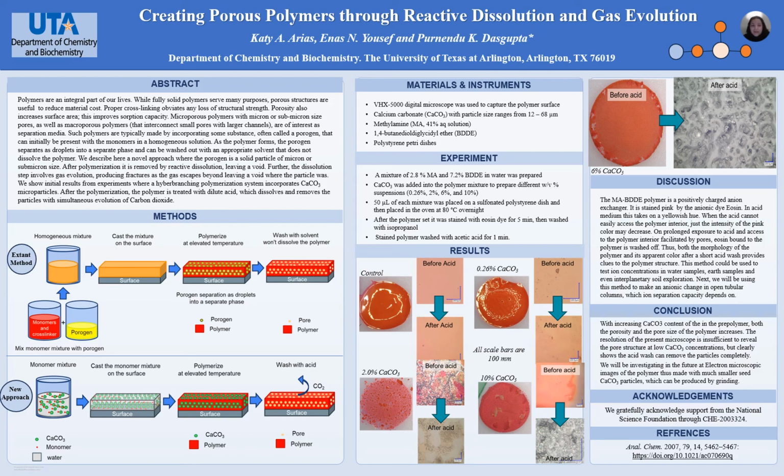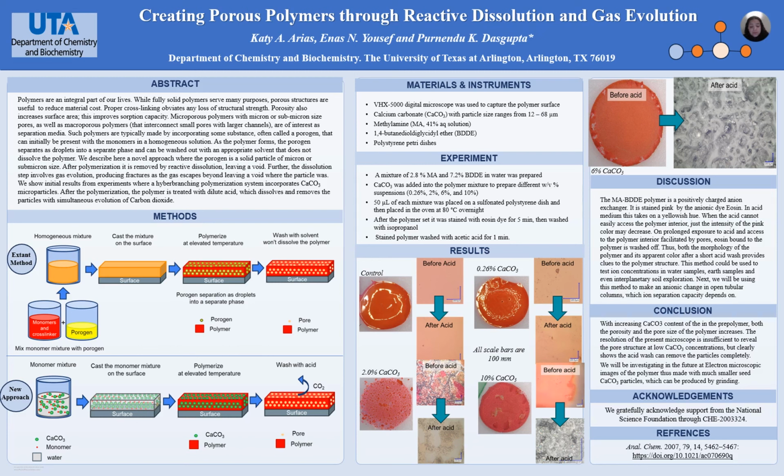So how are they made? Let's look at the method section. Typically, the porogen substance is incorporated with the monomer in a homogeneous solution. As the polymer forms, the porogen separates as droplets in a separate phase that can be washed out with a solvent that won't dissolve the polymer. In this process, the porogen is a solid particle of micron or submicron size. After polymerization, it is removed by reactive dissolution that leaves a void where the particle once was.